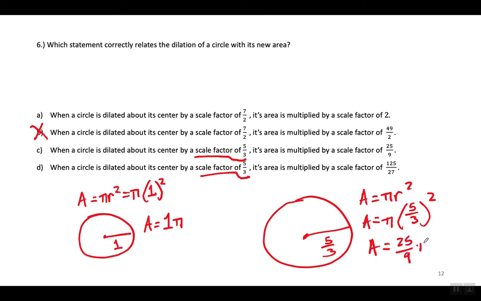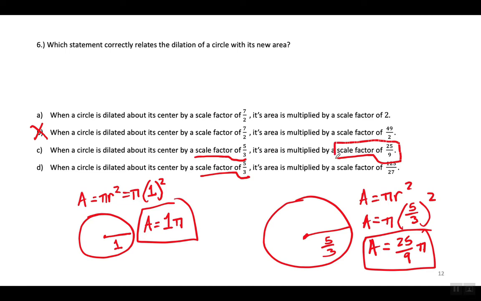25/9 pi. Now let's compare the new area to the original area. What do you multiply 1 by to get 25/9? You multiply it by a scale factor of 25/9. It says it right here. So C would be the correct answer. When a circle is dilated about its center by a scale factor of 5/3, its area is multiplied by a scale factor of 25/9.